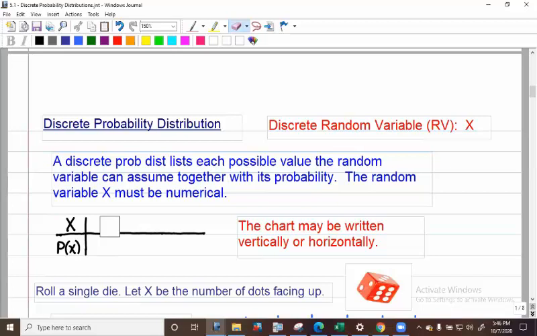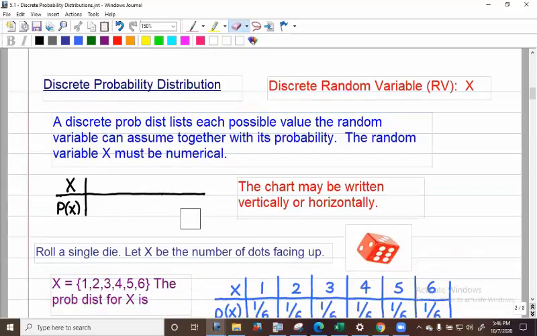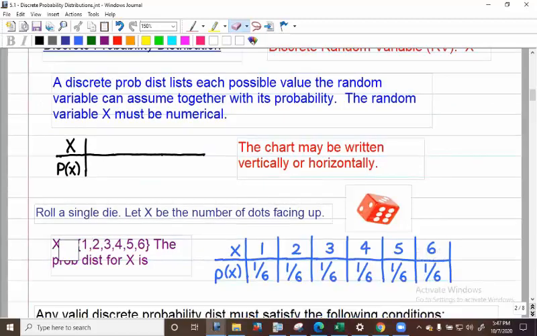So let's start with a real easy one here. Rolling a single die. We've talked about this last week. Single 6-sided die, and let X be the number of dots facing up. Over here, I'm identifying the sample space, basically, what are the possible X's. The X's are going to be 1, 2, 3, 4, 5, 6. That's it. And here's the probability distribution for that. There's 1, 2, 3, 4, 5, 6, and each of them has a 1 out of 6 chance of occurring.